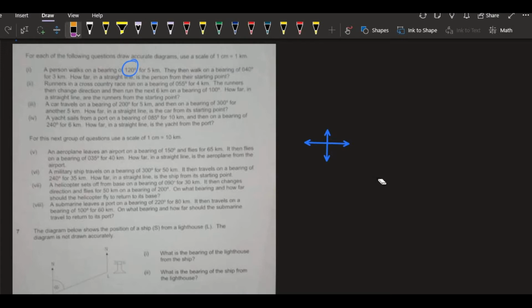You can just draw any compass here, like this is north, this is east, this is south, this is west. If this is your point A, the question tells that he is on a bearing of 120 degrees. So from north you have to draw an angle of 120 degrees. If you draw an angle of 120 degrees from the north, it will look something like this.